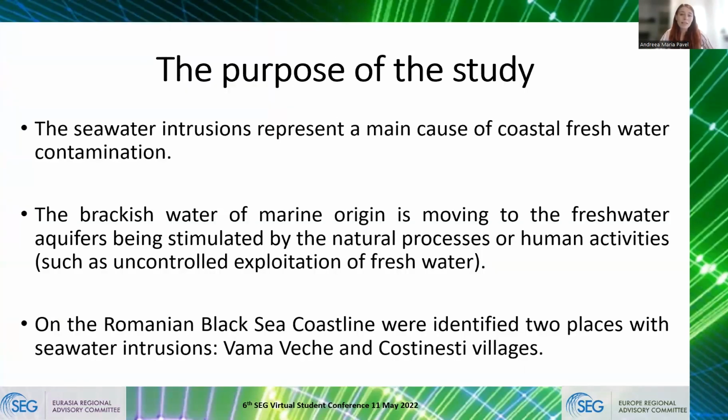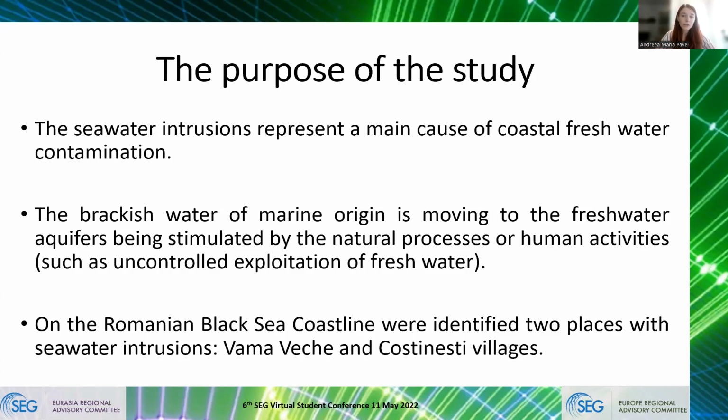The purpose of the study now. Generally speaking, seawater intrusions represent one of the main causes of coastal freshwater contamination. This phenomenon can happen because the brackish water of marine origin is moving to the freshwater aquifers, being stimulated by natural processes or human activities, such as uncontrolled exploitation of freshwater.